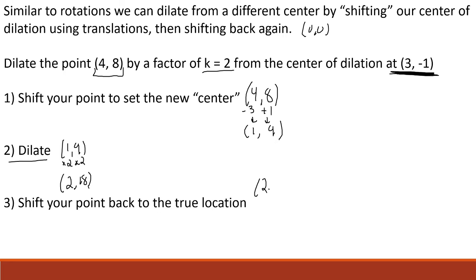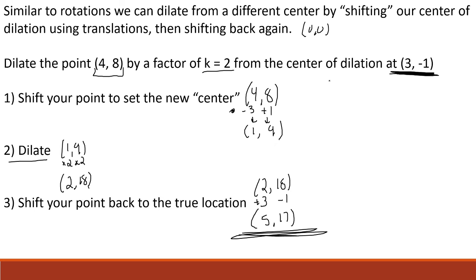And then you're going to take that point and you're going to undo what you did. So here I subtracted 3 and added 1, so I'm going to add 3 and subtract 1. Here I'm going to undo what I did in the first step. I'm going to get 5, 17. And that will be my new dilated point. That will be my final answer.